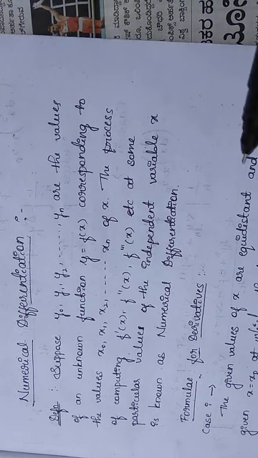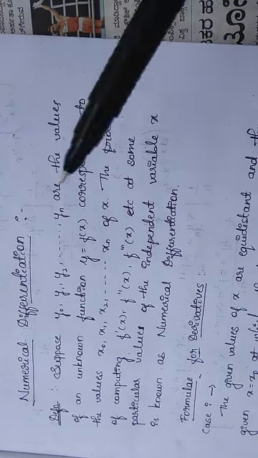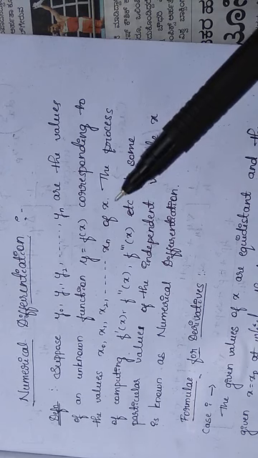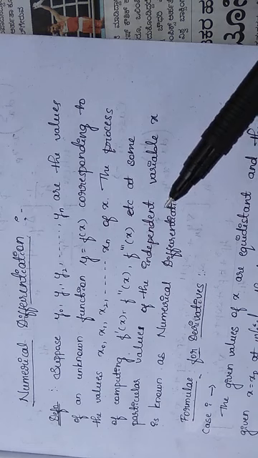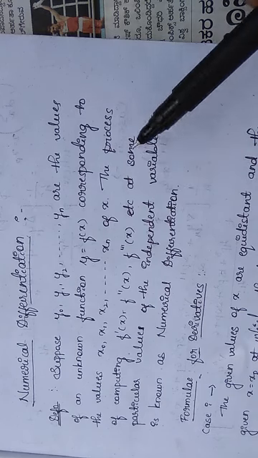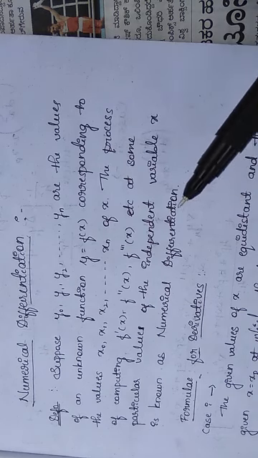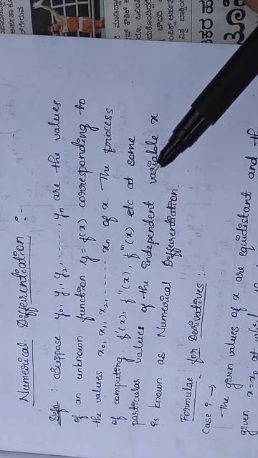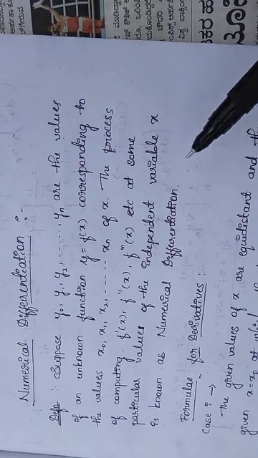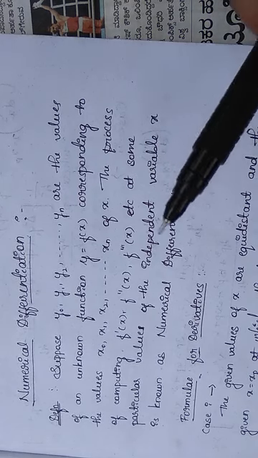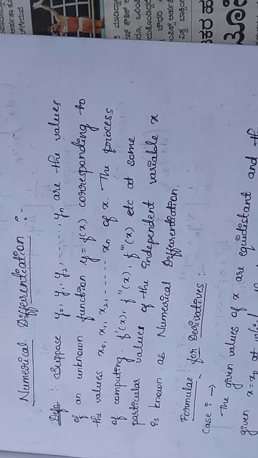Suppose y0, y1, y2, and so on up to yn are the values of an unknown function. Let it be y equals f of x, corresponding to the values x0, x1, and so on up to xn of x. The process of computing f dash of x, f double dash of x, f triple dash of x, etc. at some particular values of the independent variable x is known as numerical differentiation. That is nothing but finding the derivative of the function at a particular value of x.